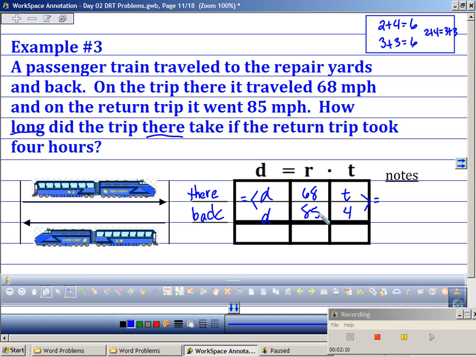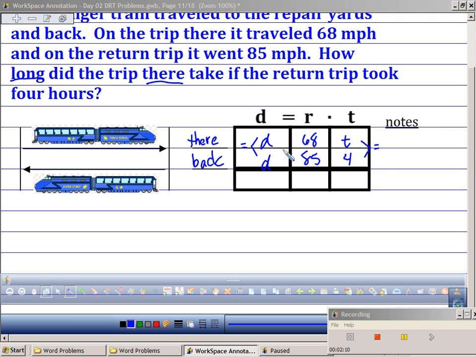If one person is 6 and another person is 12, but that's not what this is. That says D equals D. Their distances are the same. Let's continue the problem and see if it unravels for you. So if I say that D, their distances are the same, then whatever this is multiplied by is the same, then wouldn't it just be 68 times T equals 85 times 4?